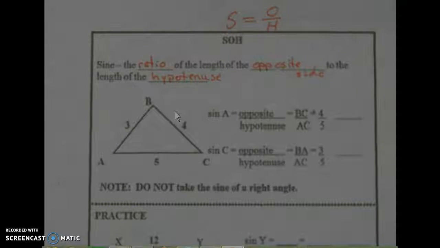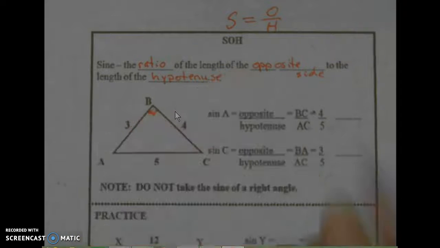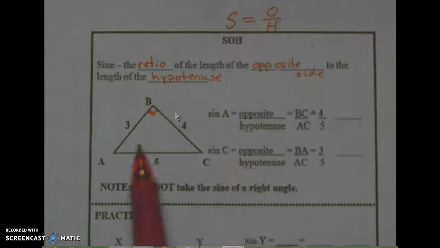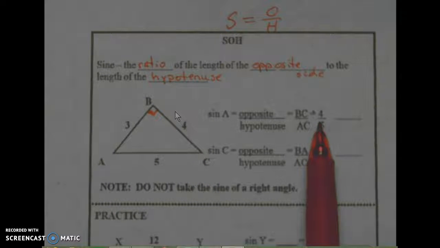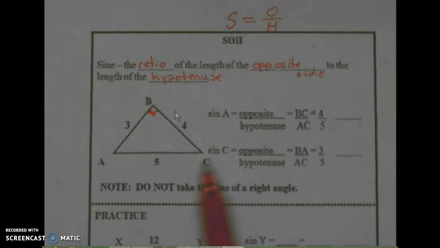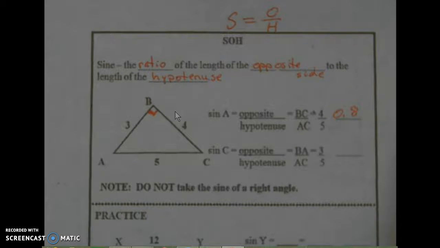If I'm looking at triangle ABC, angle B is my right angle. If I want to find the sine of angle A, the opposite to angle A will be side BC. The hypotenuse is side AC. When I substitute in those lengths, BC has a length of 4, AC has a length of 5, so my ratio is 4 to 5, or 4/5. If I express that as a decimal, it will be 0.8.